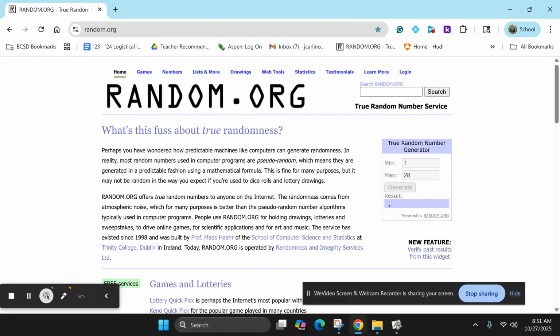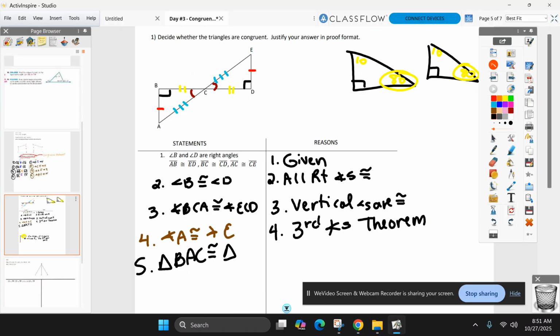If we name the first one BAC, Addie, what are we naming the next one with? DEC. Perfect. It's got to be named that way. And all we're going to write for now, tomorrow this will change, but for now, the reason why the triangles are congruent, definition of congruent polygons.